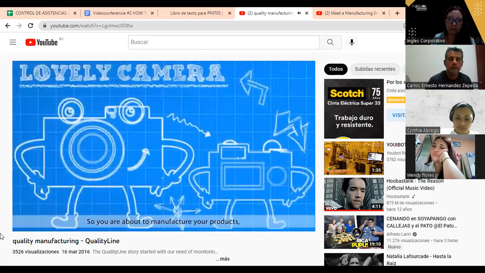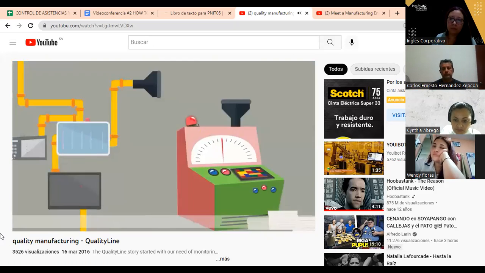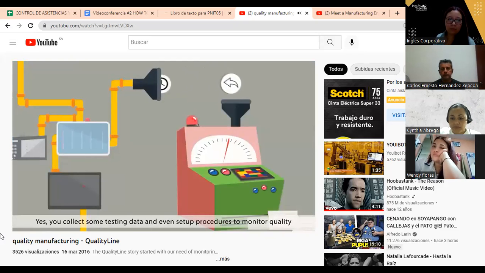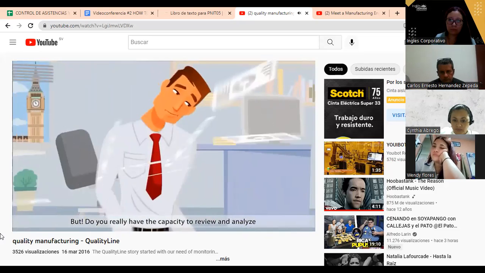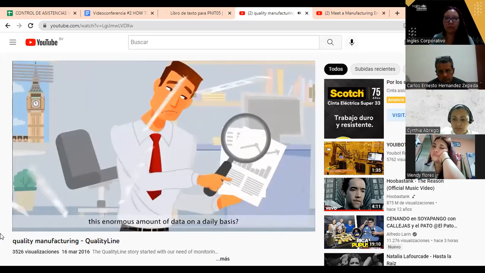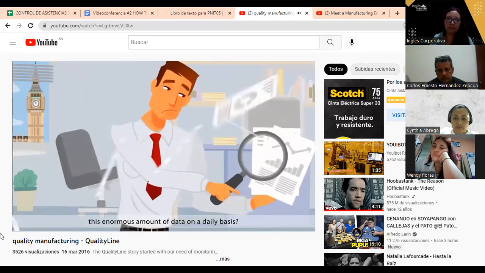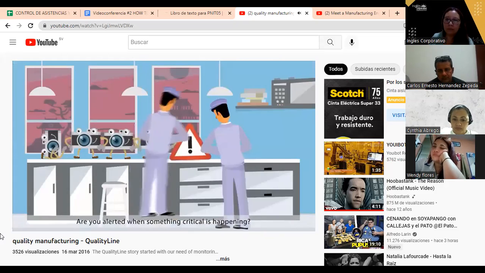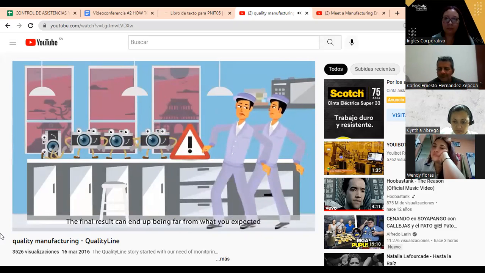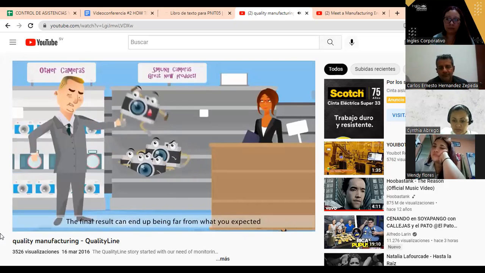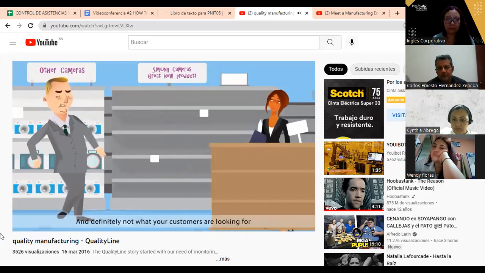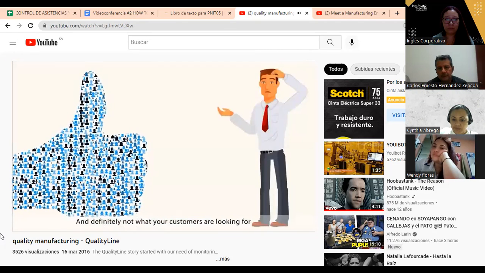So, you're about to manufacture your products, or you're already doing that. Yes, you collect some testing data and even set up procedures to monitor quality. But do you really have the capacity to review and analyze this enormous amount of data on a daily basis? Are you alerted when something critical is happening? The final result can end up being far from what you expected, and definitely not what your customers are looking for.